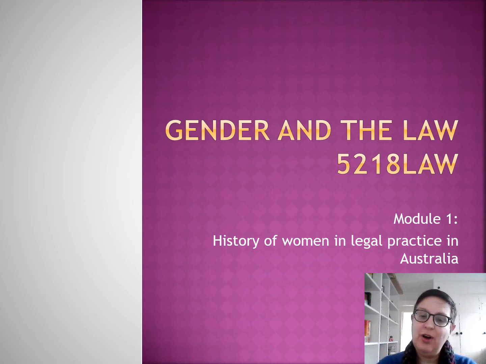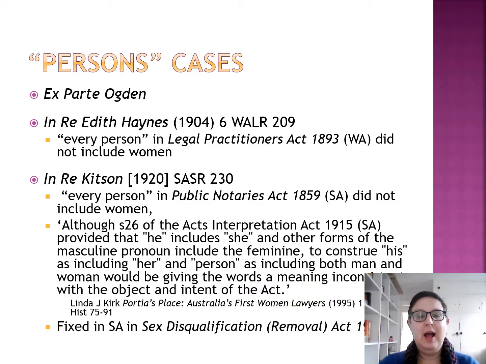This is a short overview of the history of women in legal practice in Australia. The early days of women seeking admission to legal practice in Australia were the subject of many of the so-called persons cases. The persons cases were called that because, rather infamously, they construed the word person in legislation to exclude women. In the other history video, I've already mentioned the case of ex parte Ogden.